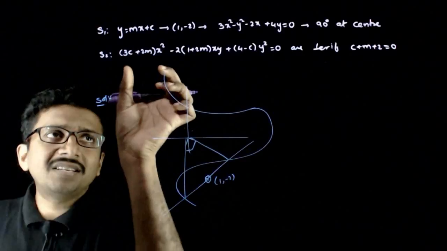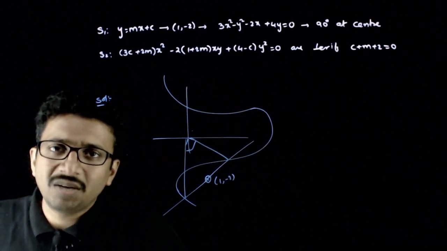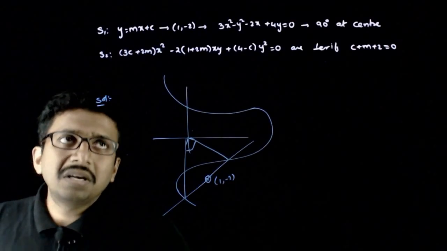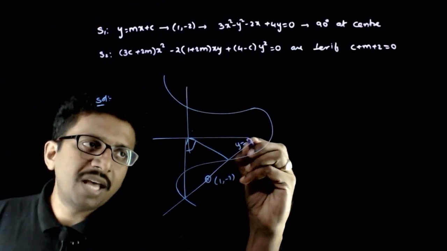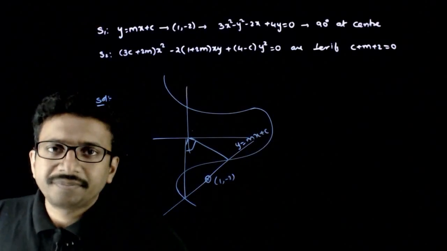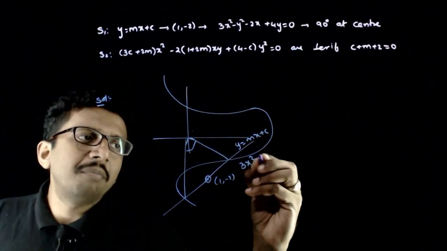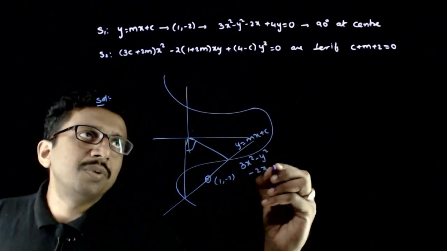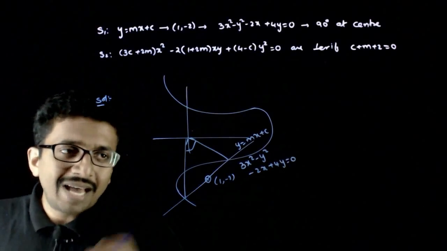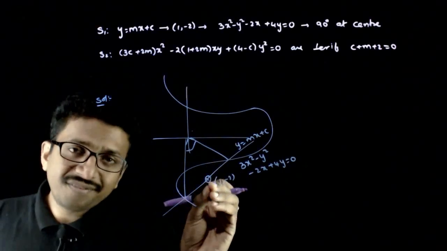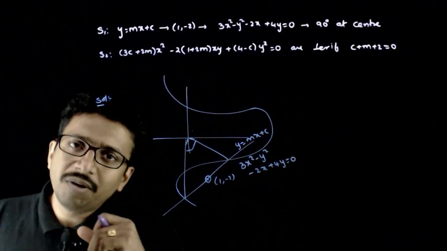And the second statement is that this pair of lines are perpendicular if c + m + 2 = 0. So how do we analyze these statements? Now you have a line y = mx + c which intersects the curve 3x² - y² - 2x + 4y = 0. And you have to check whether, if this chord passes through (1, -2), this angle will always be equal to 90 or not.